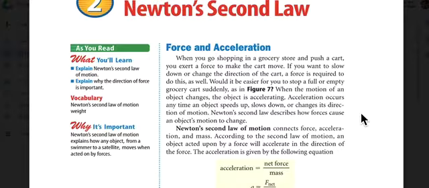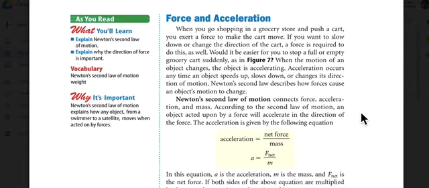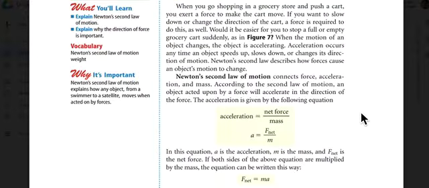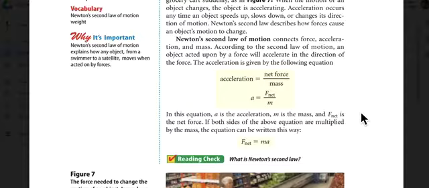Newton's second law describes how forces cause objects' motions to change. Newton's second law of motion connects force, acceleration, and mass. According to the second law of motion, an object acted upon by a force will accelerate in the direction of the force. The acceleration is given by the following equation. Acceleration is net force divided by mass, or a equals F net divided by m. In this equation, a is acceleration, m is mass, and F is the force, or the net force.